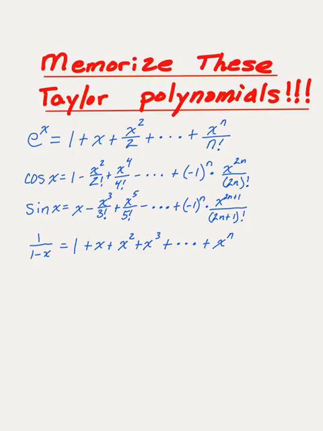Now, these are Taylor polynomials that you must memorize for the AP exam. You do need to memorize your Taylor polynomial for e to the x, cosine of x, sine of x, and 1 over 1 minus x, because we can use these four functions to find Taylor polynomials for an infinite number of functions, where we can substitute something in for x, or we can multiply by a constant, or many different things here.